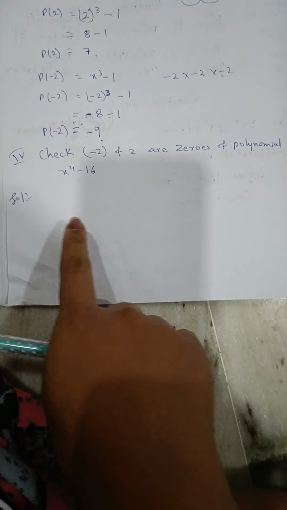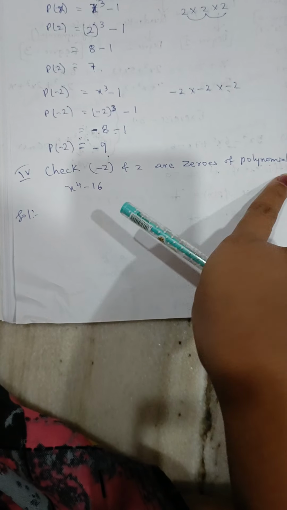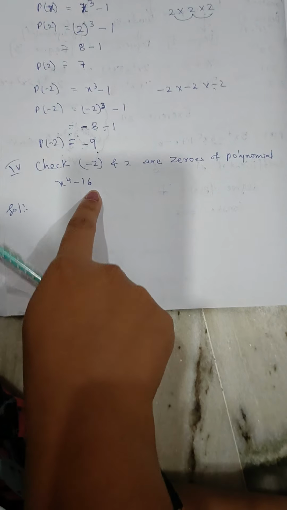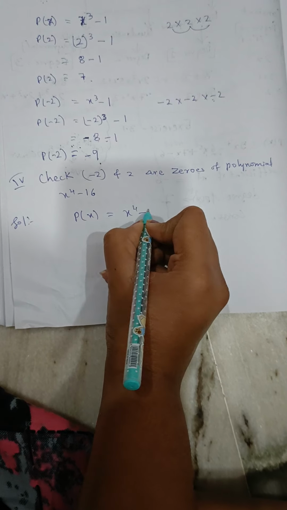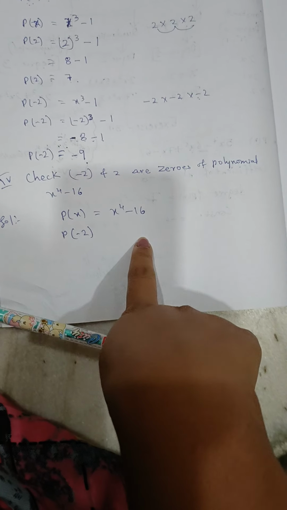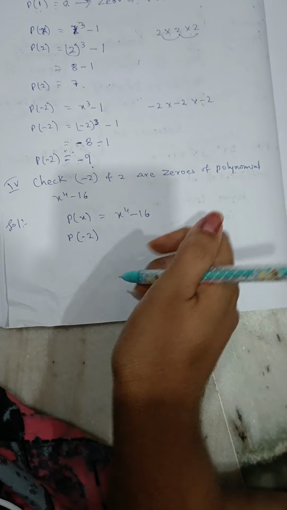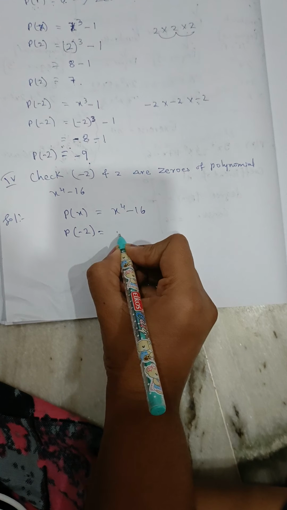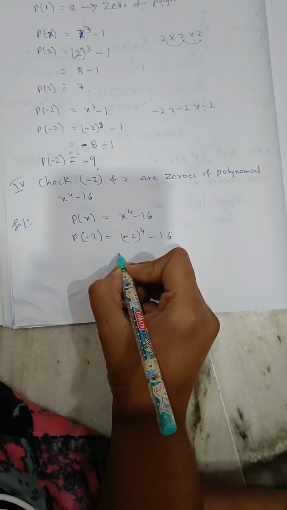Exercise 3.1, fourth bit. They gave you: check whether minus 2 and 2 are zeros of the polynomial or not. They gave the polynomial as x power 4 minus 16. That means p of x equal to x power 4 minus 16, and we have to check p of minus 2 to see whether we get 0 or not. If we get 0, then we'll say it is a 0 of the polynomial. So let's see. In place of x we have to keep minus 2. So (minus 2) whole raised to 4 minus 16.